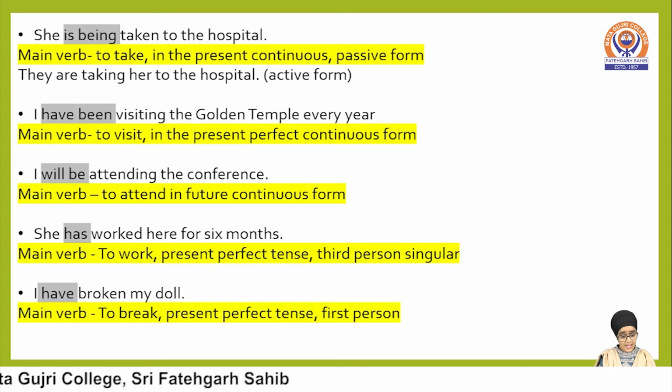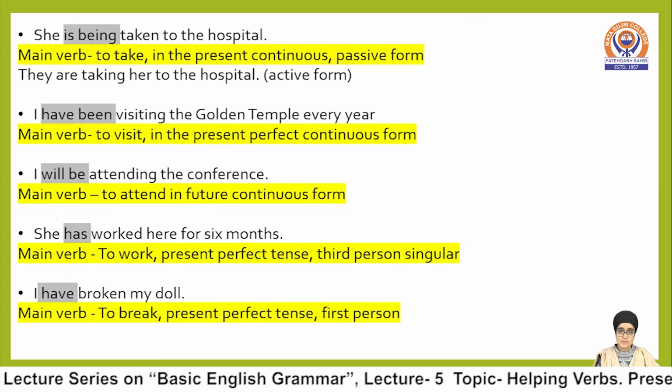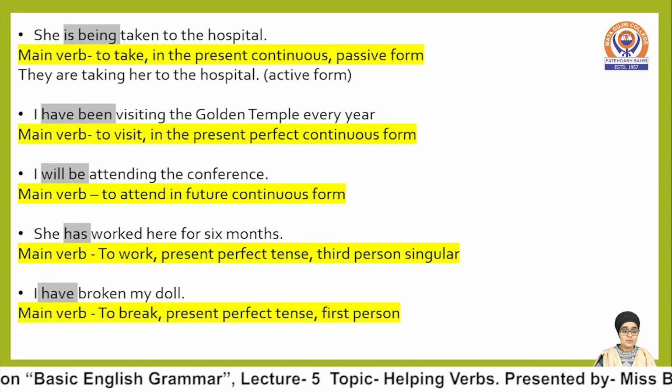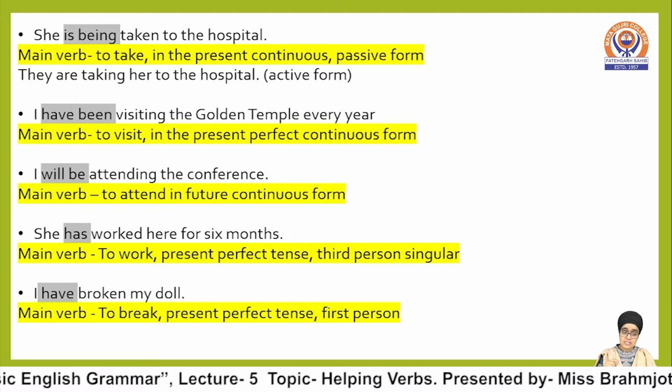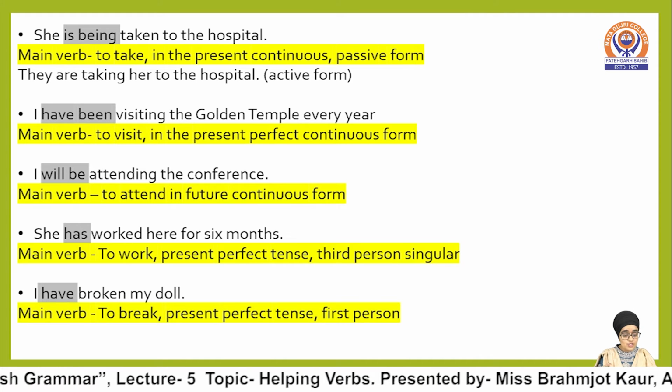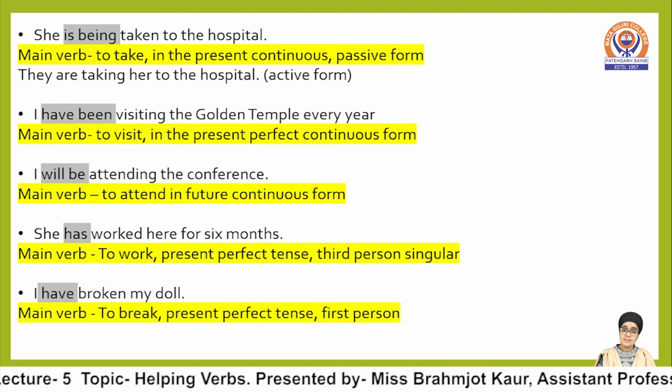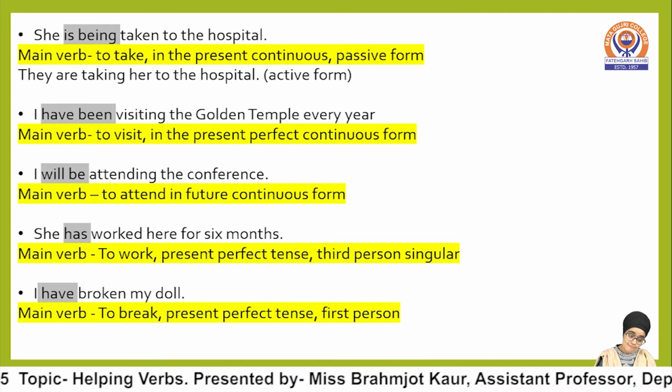Next, I have been visiting Golden Temple every year. So something which is not happening in the moment but has been happening continuously over the years, it's present perfect continuous form. So I have been visiting. I'm talking about first person singular. The main verb is to visit in the ing form. So the helping verb in the present perfect continuous form will be have been.